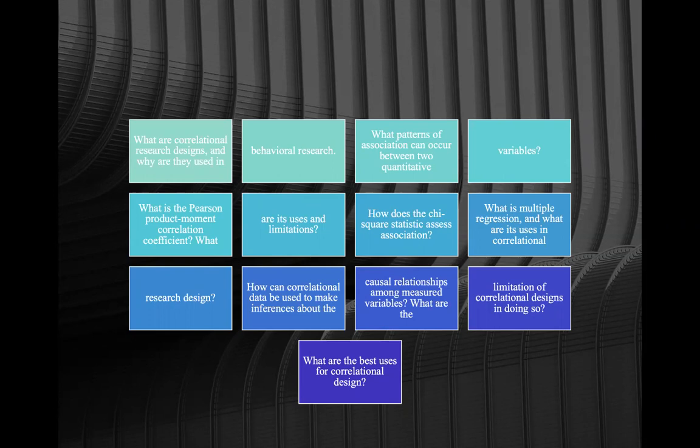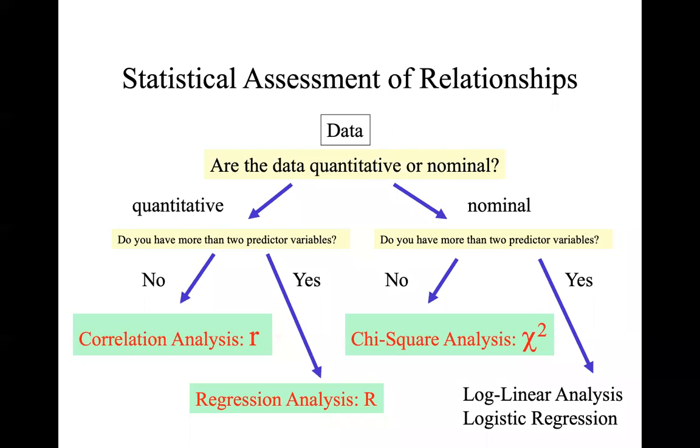How can correlational data be used to make inferences about the causal relationships among measured variables? What are the limitations of correlational designs in doing so? What are the best uses for correlational design? So, statistical assessment of relationship is really the concern of correlation.